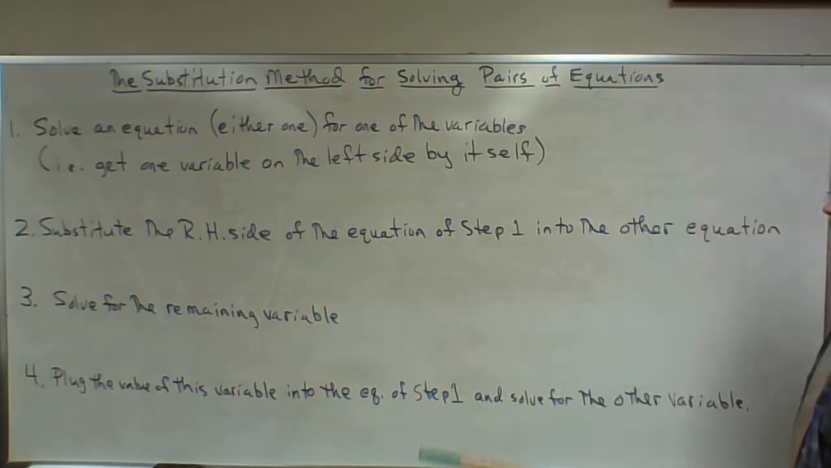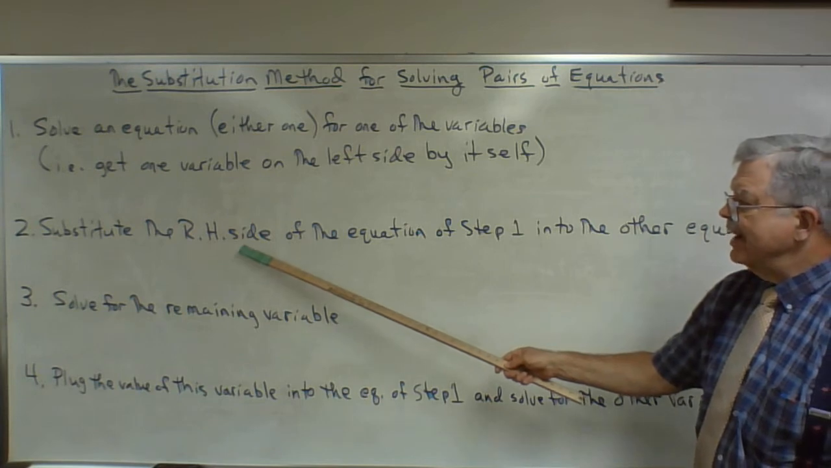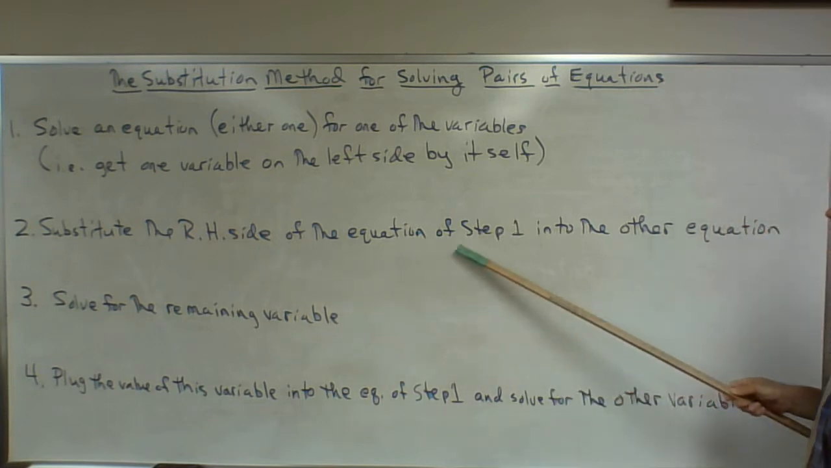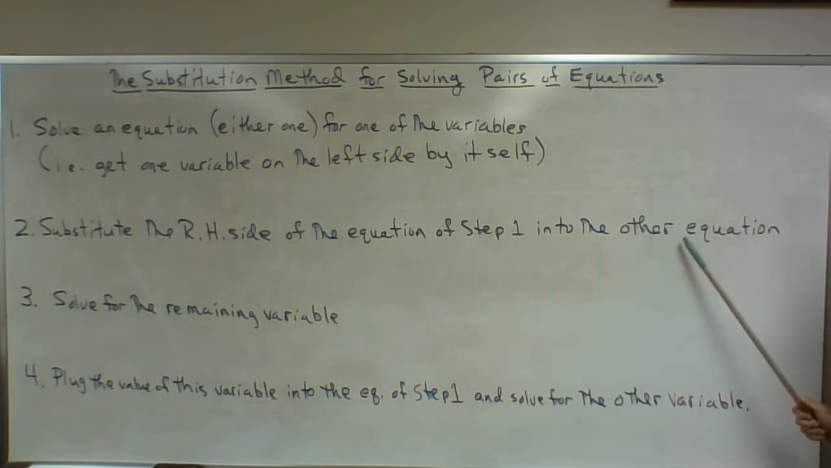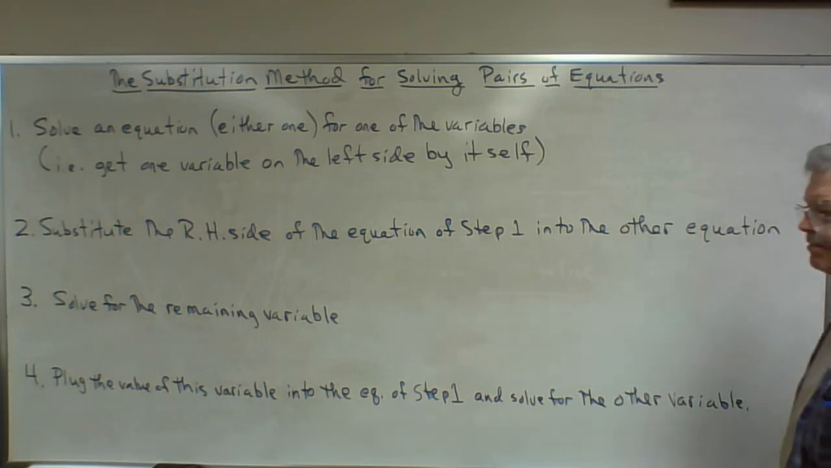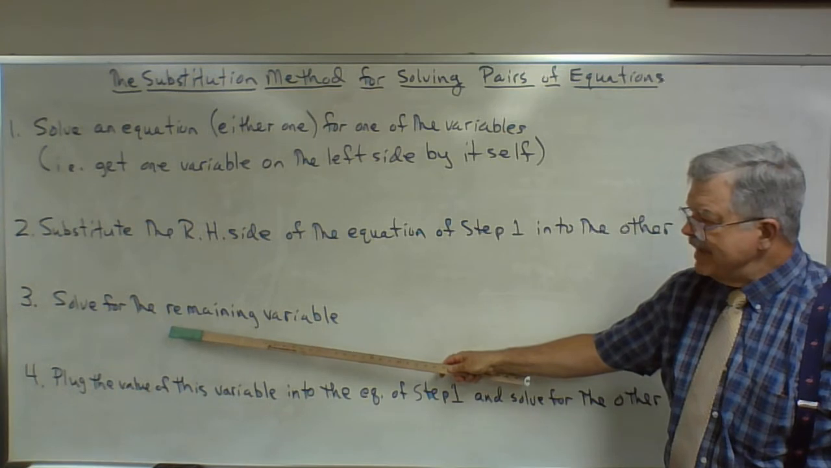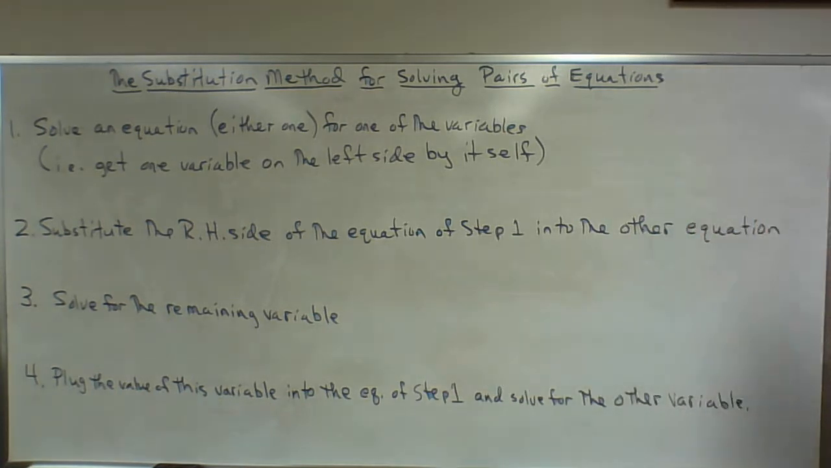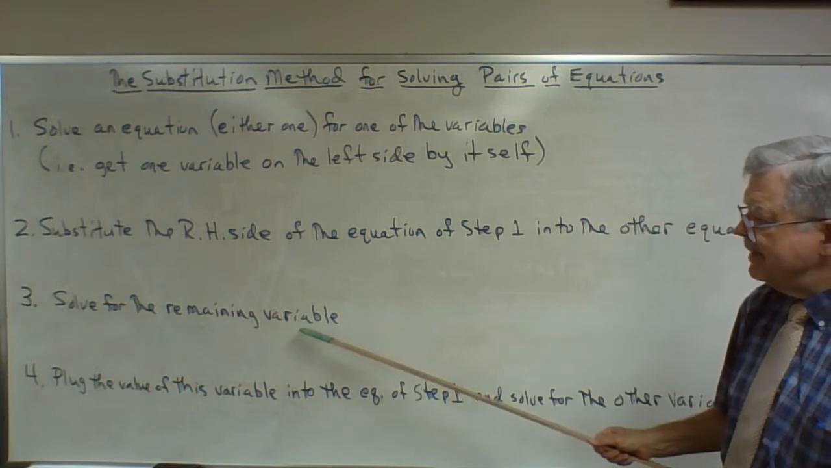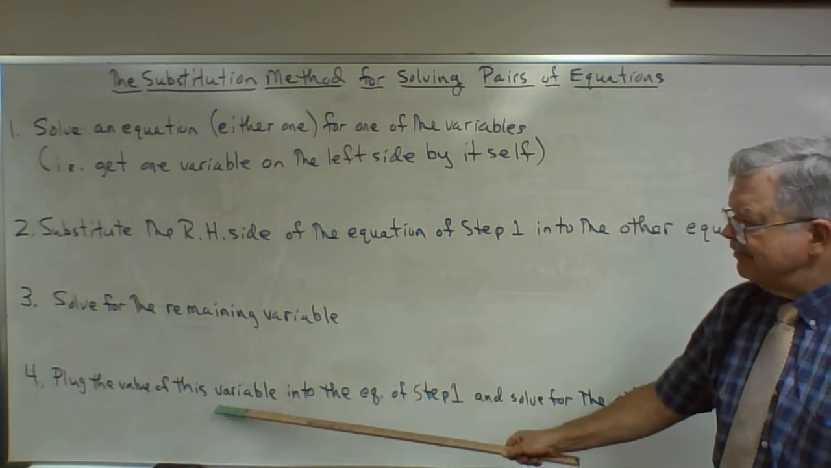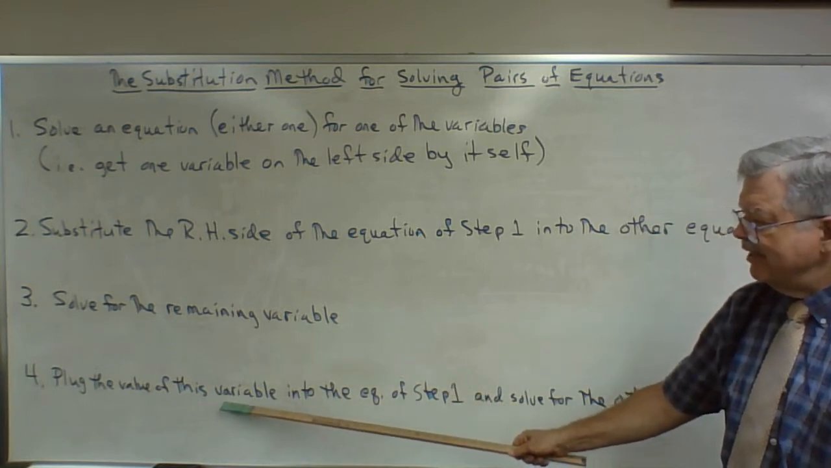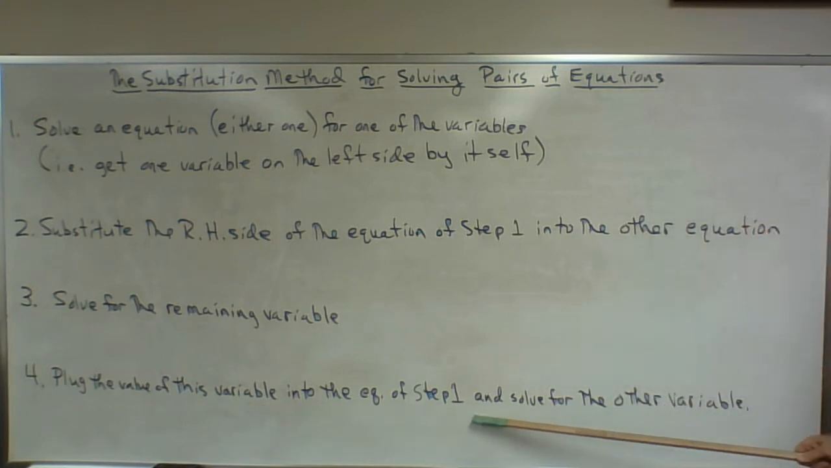After we do that, we substitute the right side of the equation in step one into the other equation. We solve for the remaining variable. And once we solve for the remaining variable, we plug the value of this variable into the equation of step one and solve for the other variable.